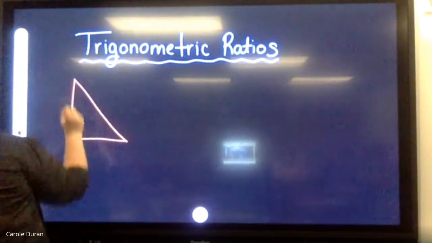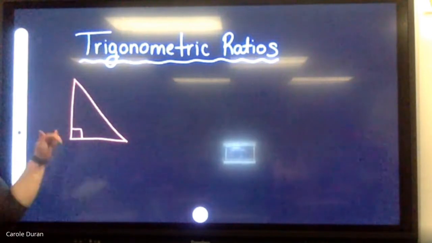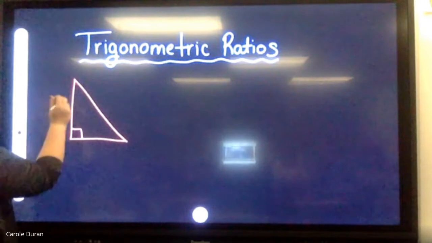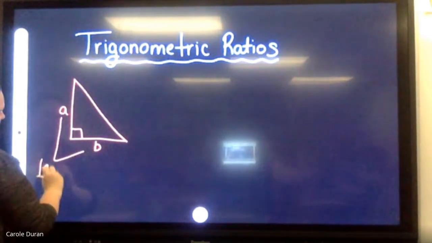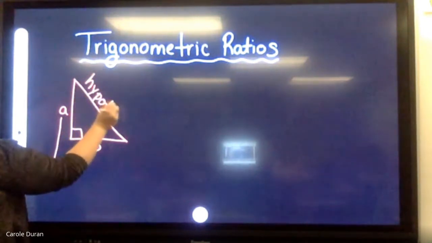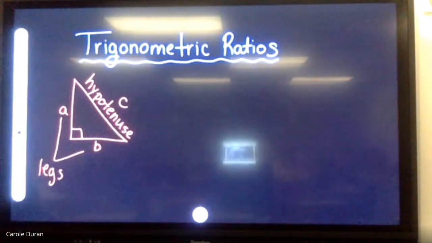So the first thing we're going to do is draw a right triangle. A right triangle is special because it has one right angle. On that right triangle, there are three sides. The two shorter ones, A and B, are the legs of my triangle. The longer one is the hypotenuse, which we call side C. The hypotenuse is always directly across from the right angle.